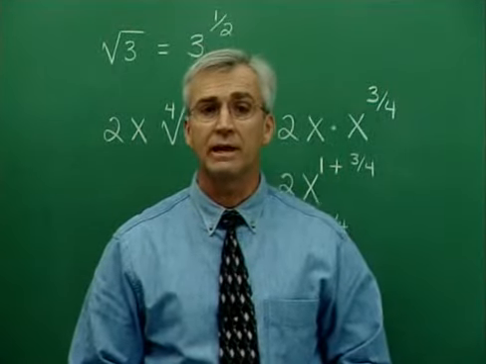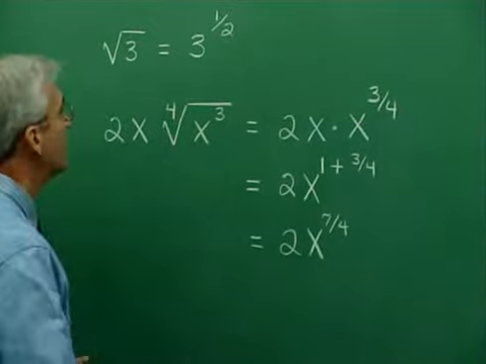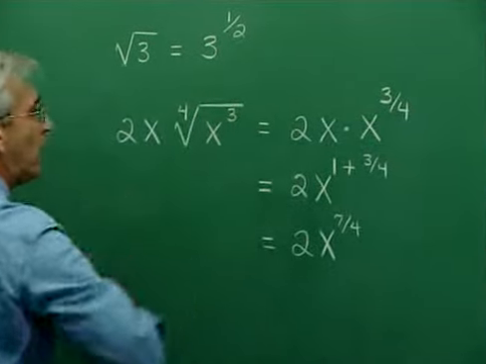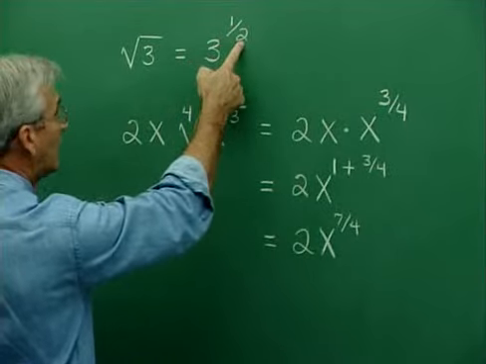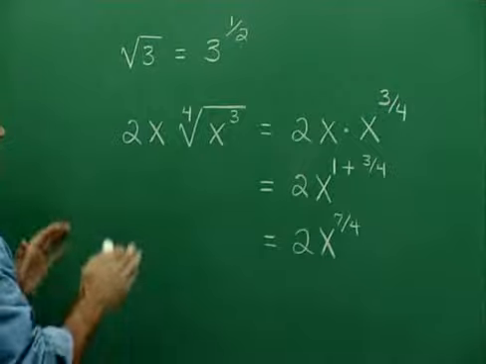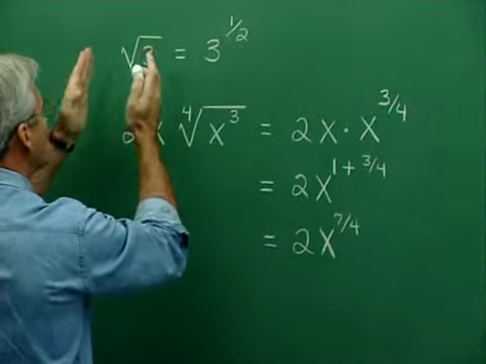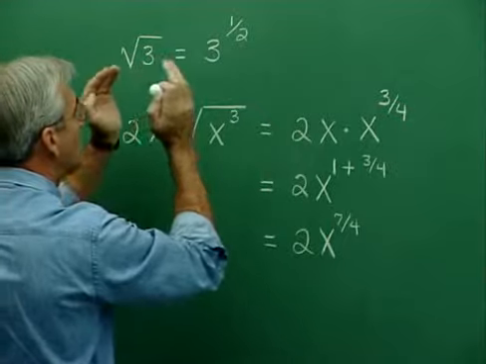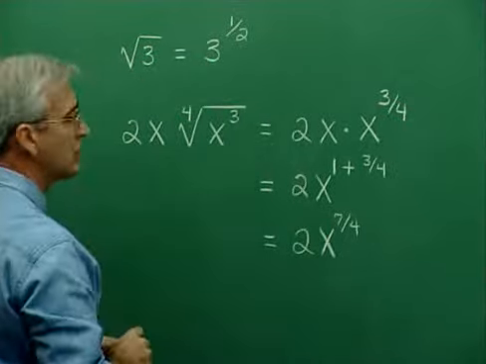Radicals can be indicated by using fractional exponents. For example, the square root of 3 can be expressed as 3 to the 1/2 power. The important idea here is that the denominator of the fractional exponent corresponds with the index of the radical. Now, our ability to move from fractional exponent form to radical form and from radical form to fractional exponent form allows us to simplify in certain situations.